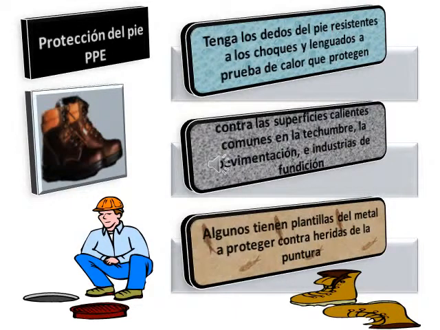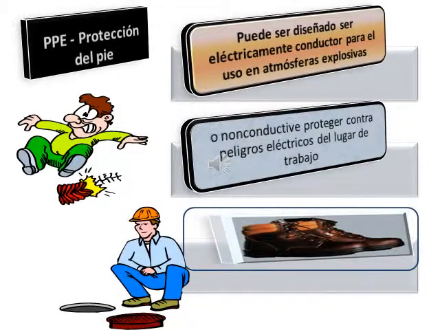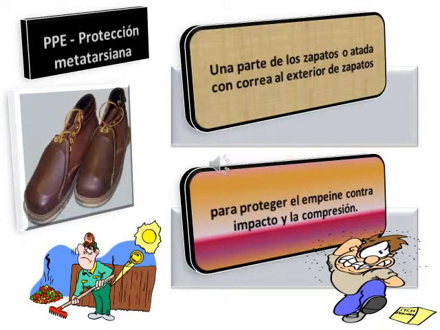Foot protection has high impact resistant toes and heat resistant soles that protect against hot surfaces common in roofing, paving, and hot metal industries. Some have metal insoles to protect against puncture wounds. Foot protection may be designed to be electrically conductive for use in explosive atmospheres, or non-conductive to protect from workplace electrical hazards. Metatarsal protection is part of the shoes or a strap on the outside of the shoes to protect the instep from impact and compression.